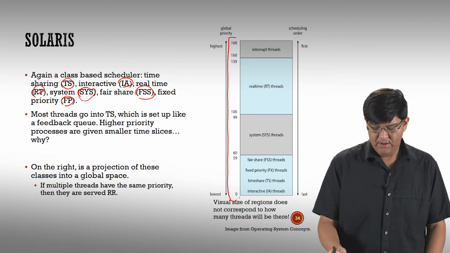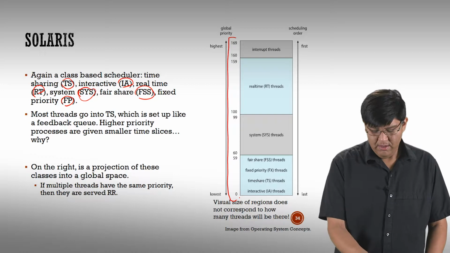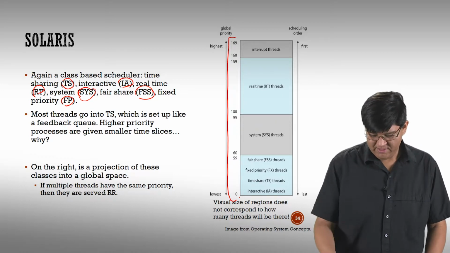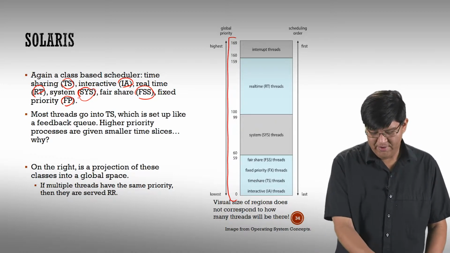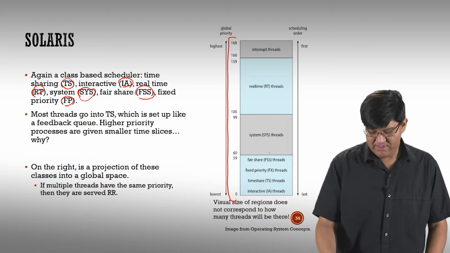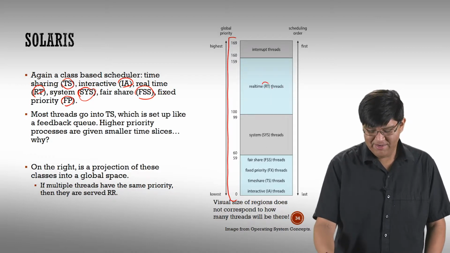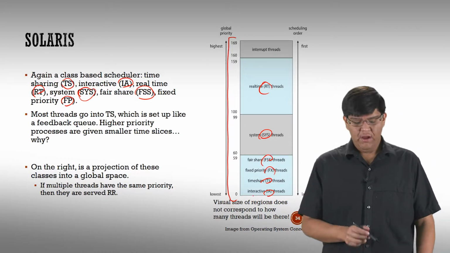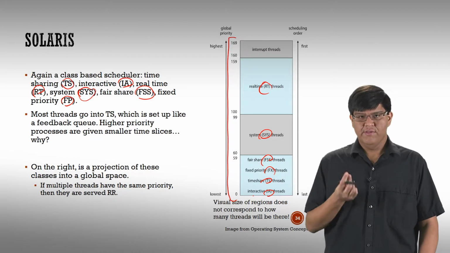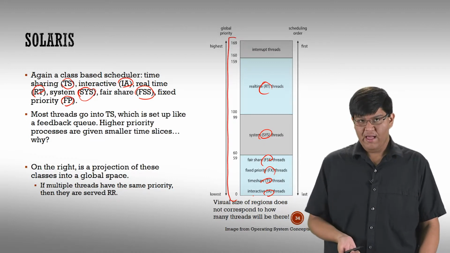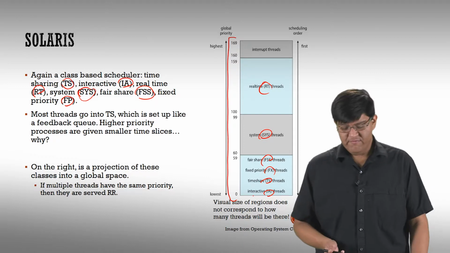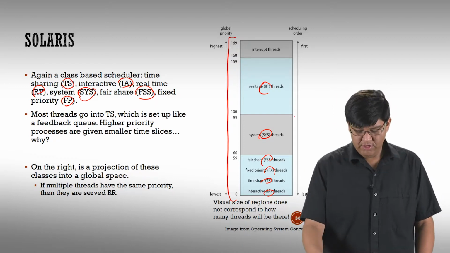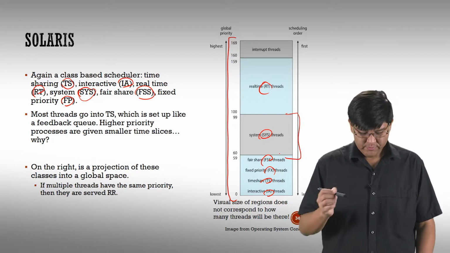So you can see that my TS stuff maps over here, but my real-time maps to very high priority. My system maps below it. My RT maps here, my system maps here, fair share maps down here. So they all map across. Basically, all those different classes have some sort of fixed priority associated with them. So if something is in that class, it ends up over here. If I have a system thread, it's going to be somewhere in this interval here.